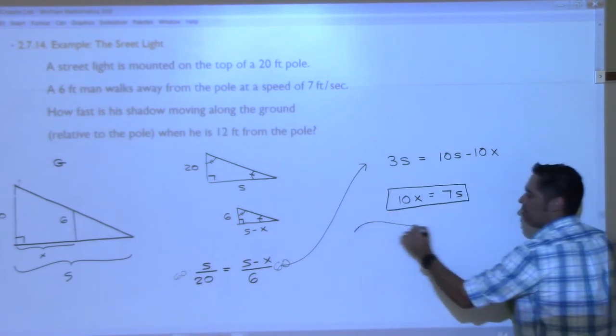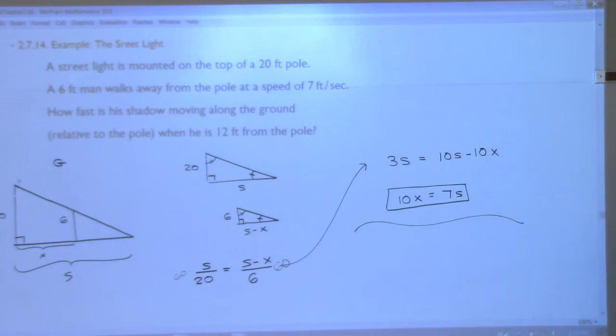And now I get to differentiate this with respect to time. So what is the derivative of the left side, Marissa? Marissa?